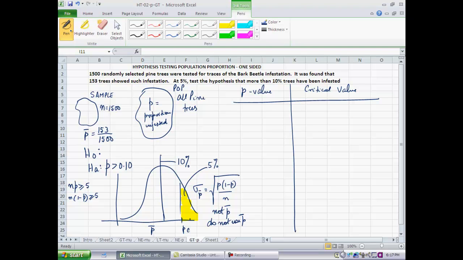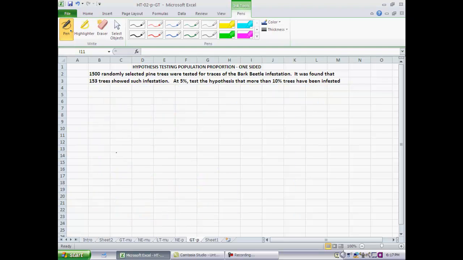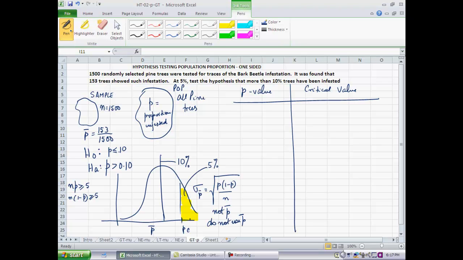Since the alternate is P greater than 10%, my null of course has to be P less than or equal to 10%. That's the only thing that's left over, because the null plus the alternate must cover all possible values of the population parameter being tested. Now, since we're doing a hypothesis test on the population proportion, the sample statistic that we would use is the sample proportion, which in this case is 153 divided by 1500, whatever that turns out to be.